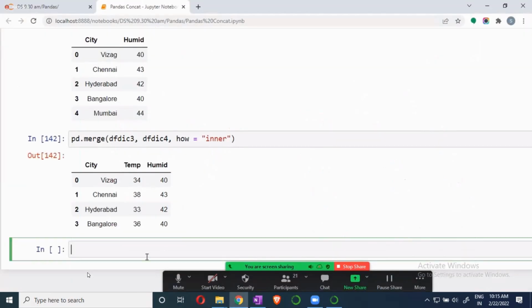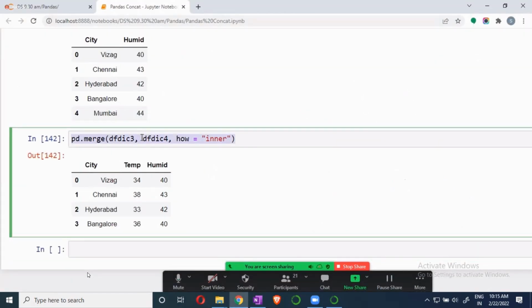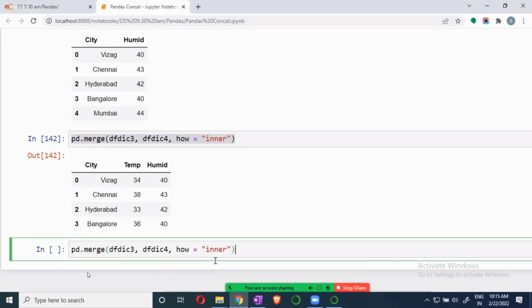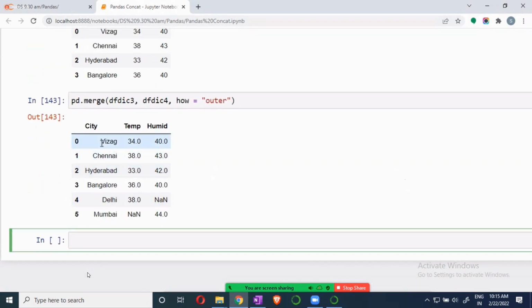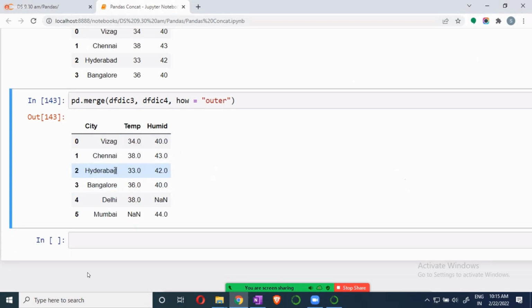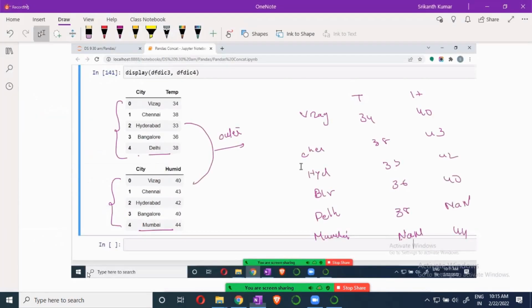Now you see this. I am going to put this down. I will copy this. Here I will give it as outer. Now you see this. That's what I got. Vizag, Chennai, Bangalore and Hyderabad, we got all of them perfectly. But when it comes to Delhi, you got NaN on the right side, and for Mumbai NaN on the temperature side. Okay, you got it clear now.